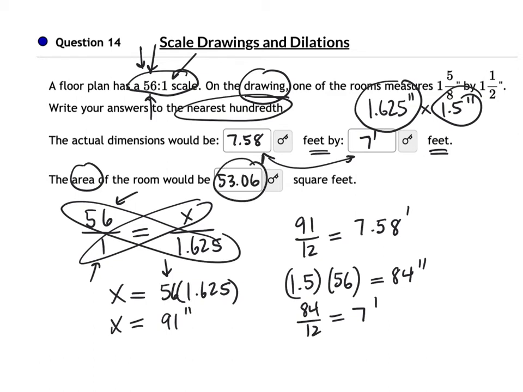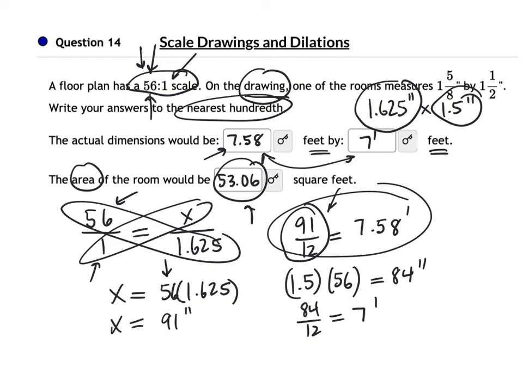One thing I want to mention is it's always better to use an unrounded answer to find another answer. Now I used 7.58 in this question to find the area. It would have been better if I'd used this before it was rounded. That's 91 over 12. But in this question, I allowed it either way. You can either use the exact or the two rounded answers if they both have to be rounded to find this answer.